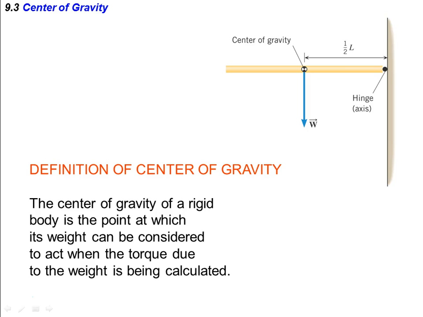The center of gravity of a rigid body is the point at which its weight can be considered to act when the torque due to the weight is being calculated. So it's the point where we consider all of the mass to be, so that we can do these torque calculations. Because really what's happening is every tiny little piece of weight is being affected by gravity, and all of that added together. Now, in order to add all of that together, we need to use calculus. So we're going to avoid that in this course. We're going to use algebra by saying that all of the mass will be located at one particular point, and that will allow us to move forward in these torque equations.